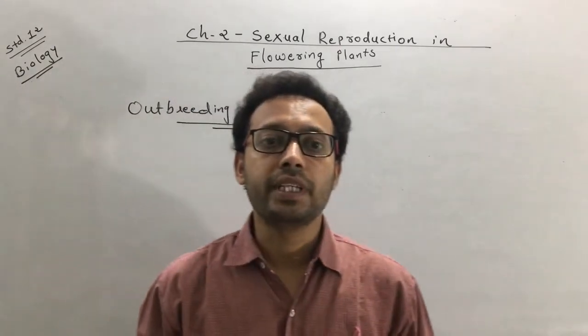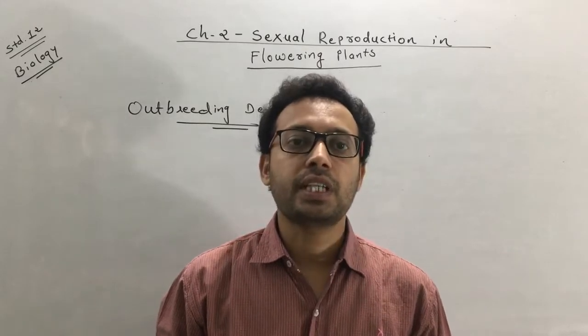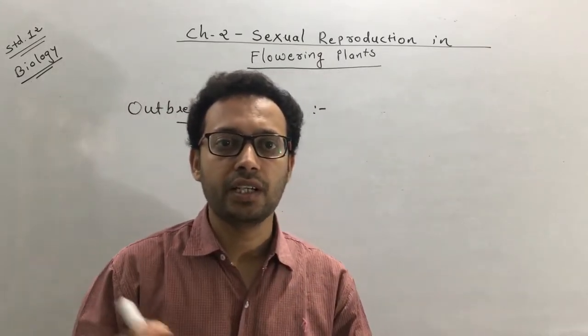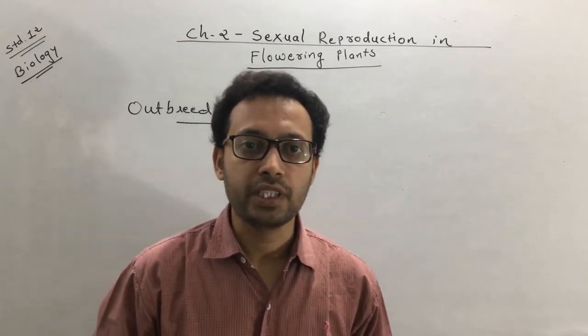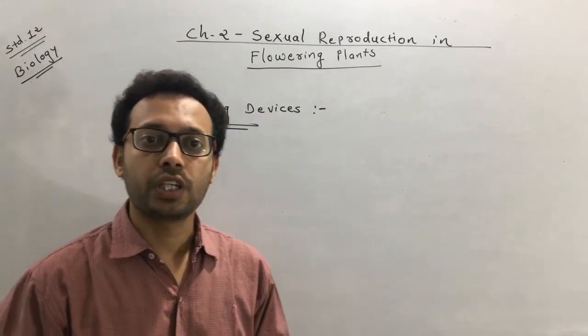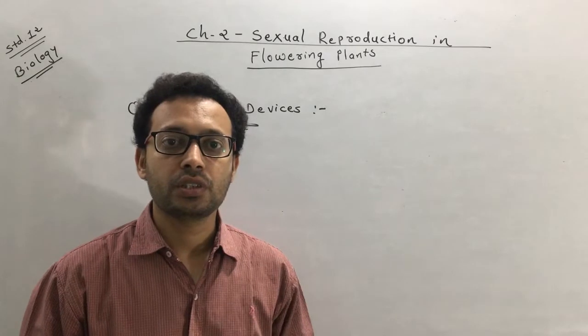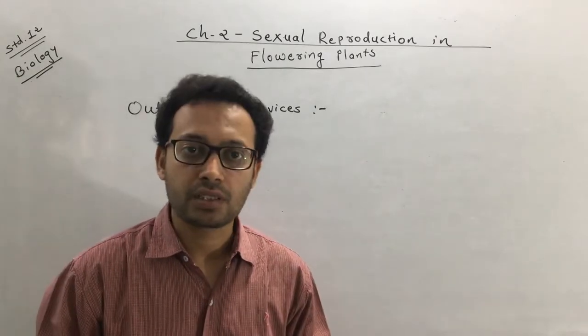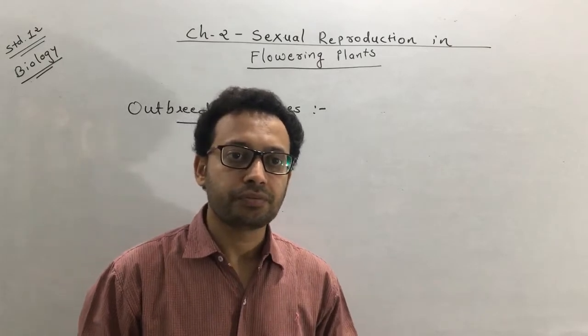What are outbreeding devices? You know the various types of pollination. There are different types of pollination: self-pollination and cross-pollination. Self-pollination includes autogamy and geitonogamy, whereas cross-pollination means the transfer of pollen grain to another flower of another plant. This is called cross-pollination.